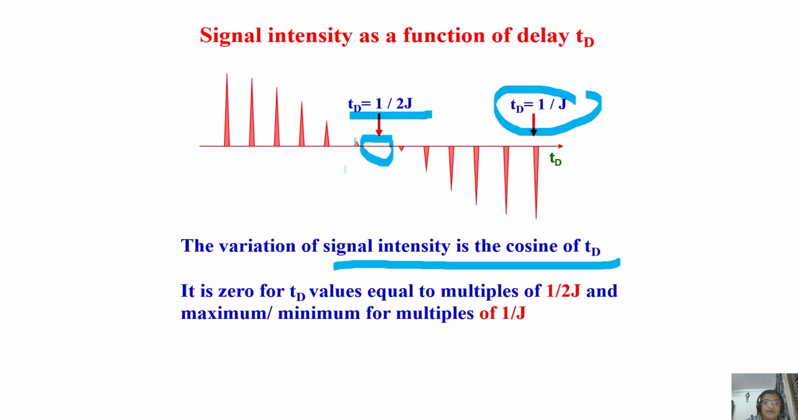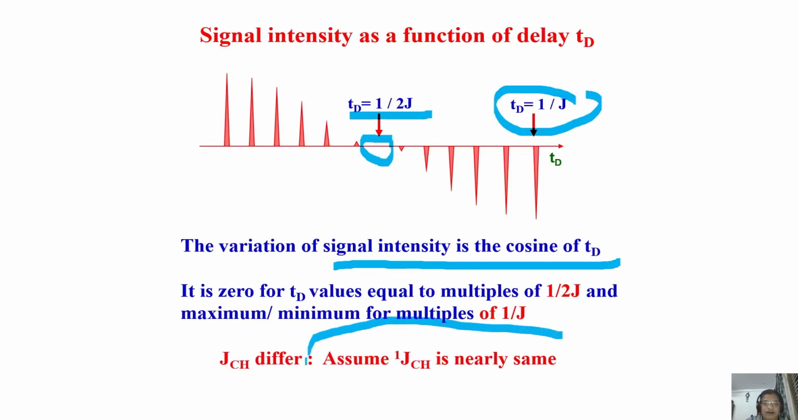Now this function is 0 for TD values of 1 over 2J, and maximum or minimum for multiples of 1 over J. Of course, you may ask me a question. Different carbons have different couplings with protons. How do I know it is J? Approximately, you have to take the average and say they are nearly the same. Take the average value and then you have to do this experiment. So this is what happens for CH carbons.